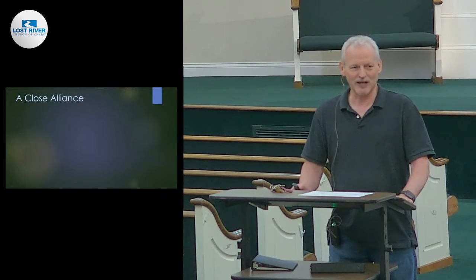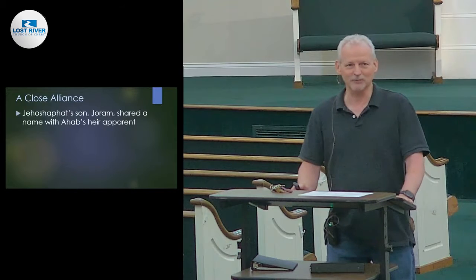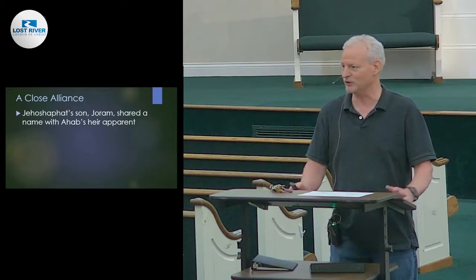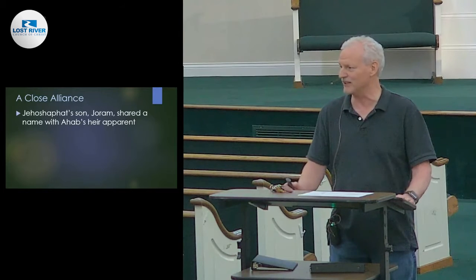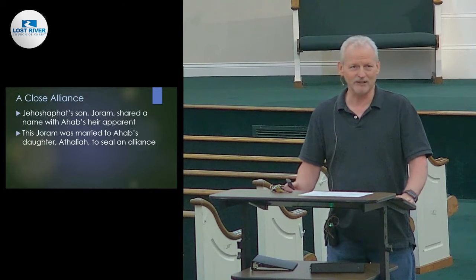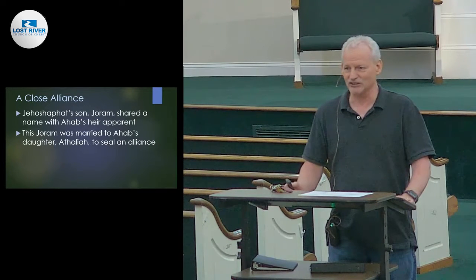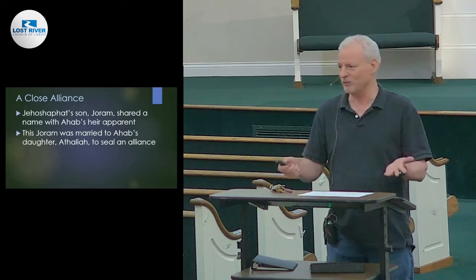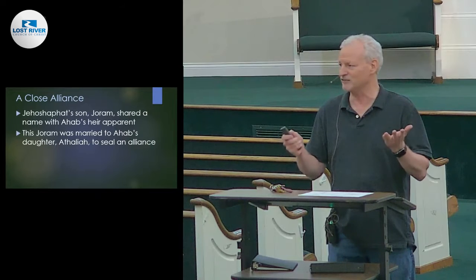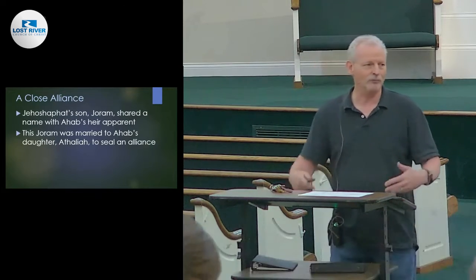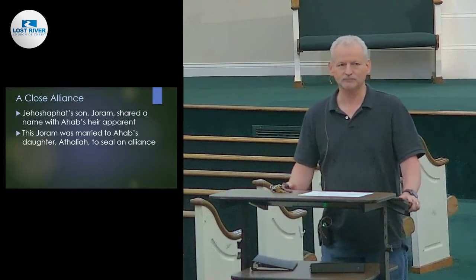There was a close alliance, as you can see, between those two families. Jehoshaphat's son, Joram, shared a name with Ahab's heir apparent. So the two heirs apparent to the throne have the same name. This Joram was married to Ahab's daughter Athaliah to seal an alliance between the northern and southern kingdoms. And that alliance played an important function as far as they were concerned in warding off the attacks from the Syrians, who were very powerful and were accumulating vassal states under them.